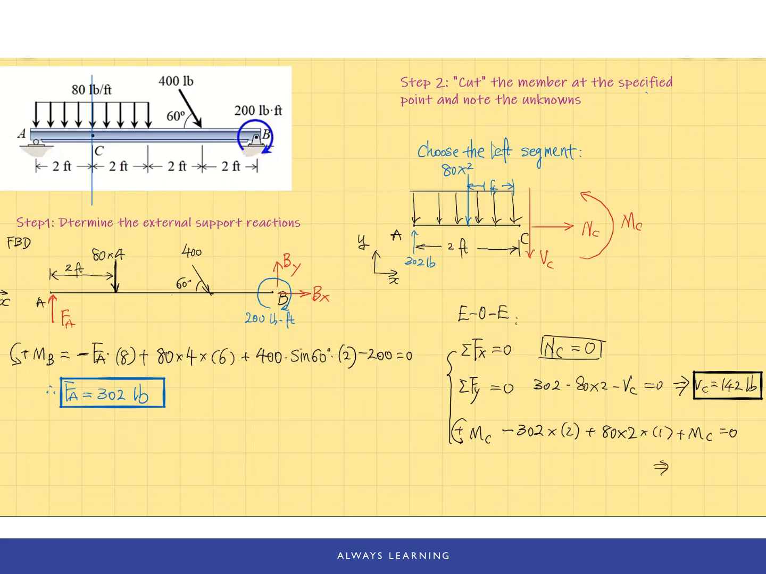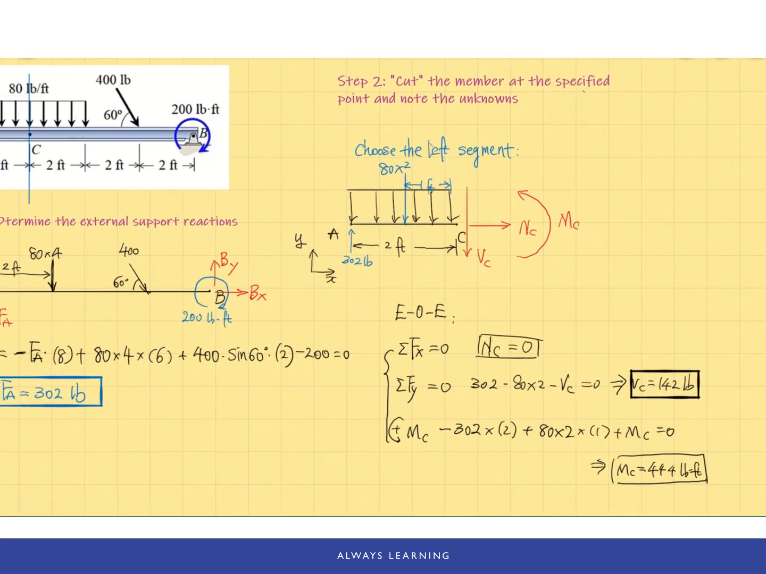And from this equation, we can have MC, which will be 444 pound-foot. And this problem is solved.